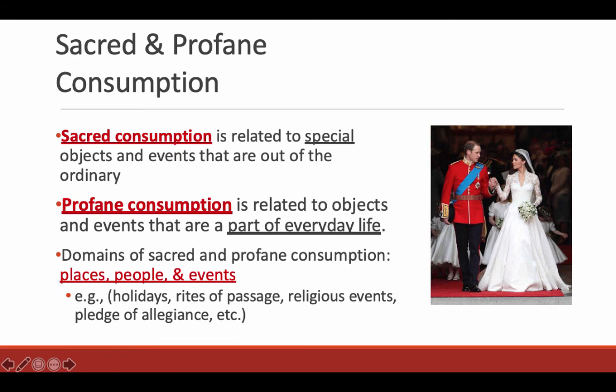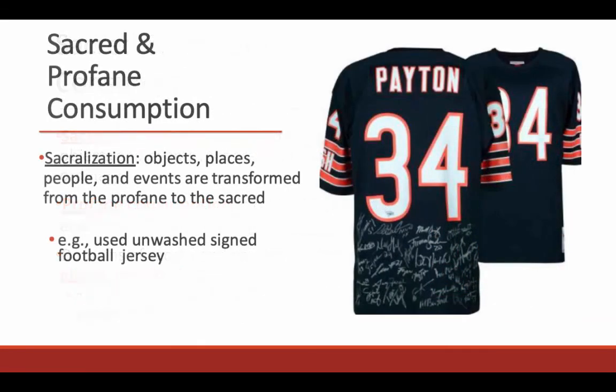And lastly, when we look at material items, just realize sometimes the material and the non-material kind of converge. You need to know these terms: sacred and profane consumption. Sacred is related to special objects, objects that are out of the ordinary. So these are what you would consider sacred items. Profane consumption is related to objects that are part of everyday life. A spoon or a fork is profane consumption. It's just everyday. It's not special, like something for a wedding or a rite of passage.